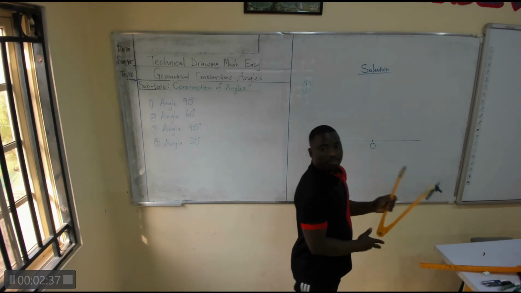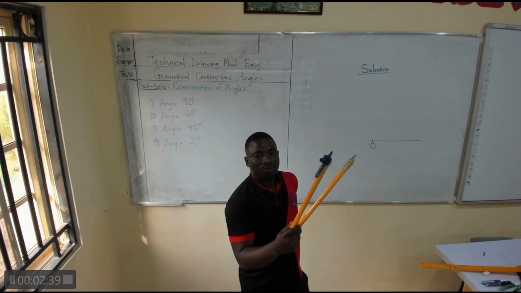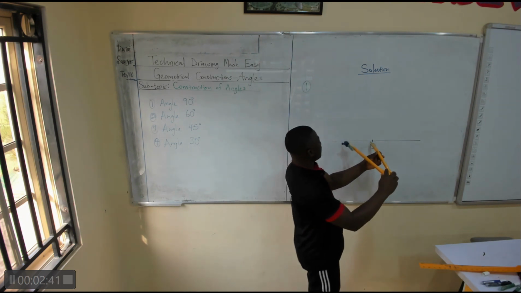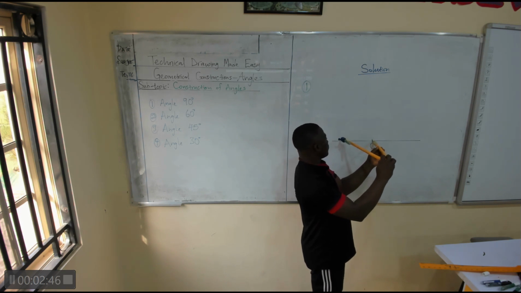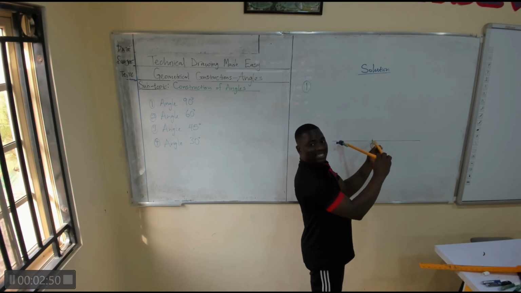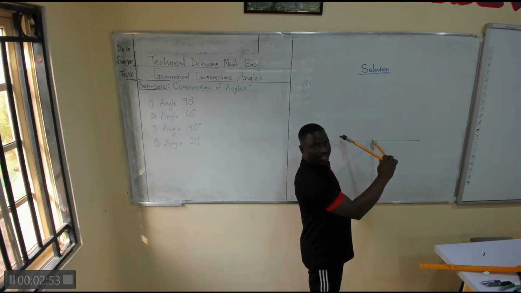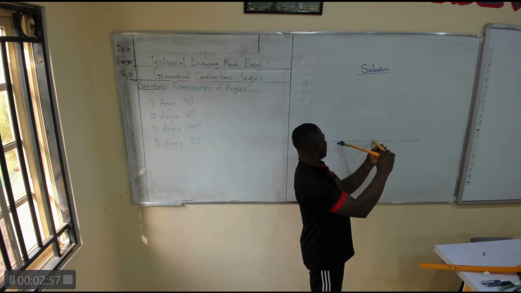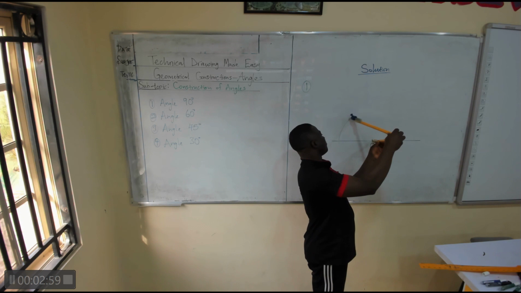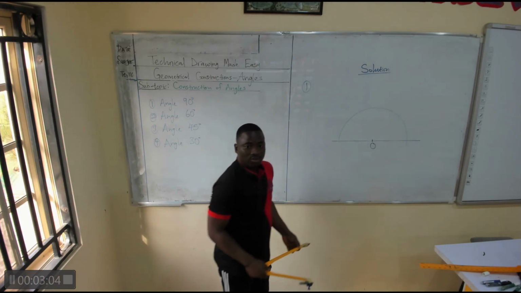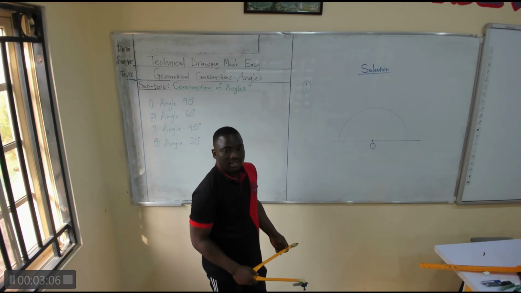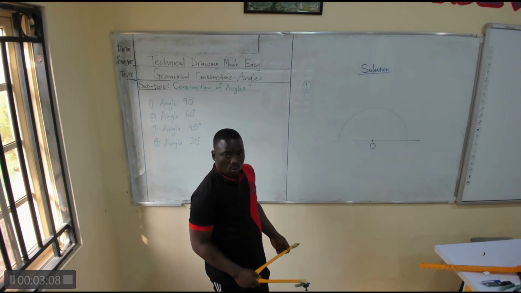So after that, you take your pair of compasses, place it at point O, like I've done. Then you extend the leg of your compass to any radius. Then you draw a semicircle over the line from point O. Can you see it now?